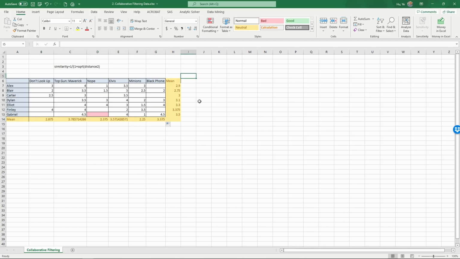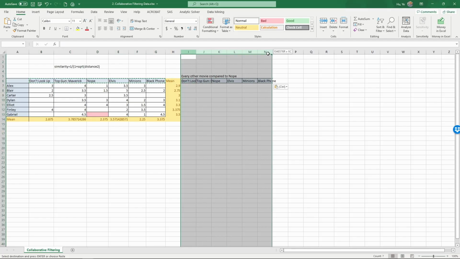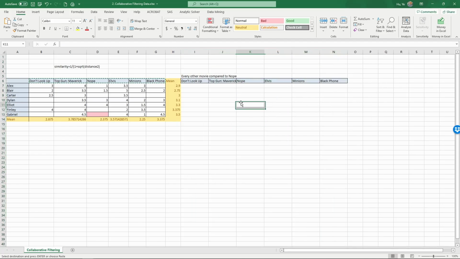And next, we want to calculate every other movie compared to Nope. I'll copy the movie names over so that it's easier to see what is what. Control C, Control V, and make them wider so that it's easier to read. All right, so now I have the movie names listed. And the next calculation I need to do is I want to calculate each movie compared to the rating that Nope has.